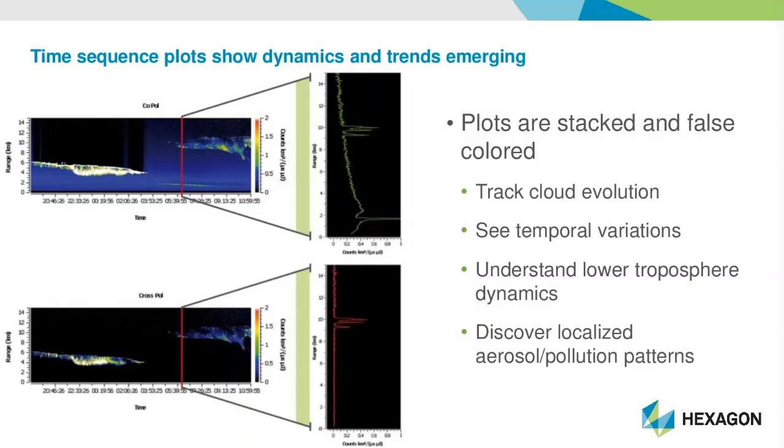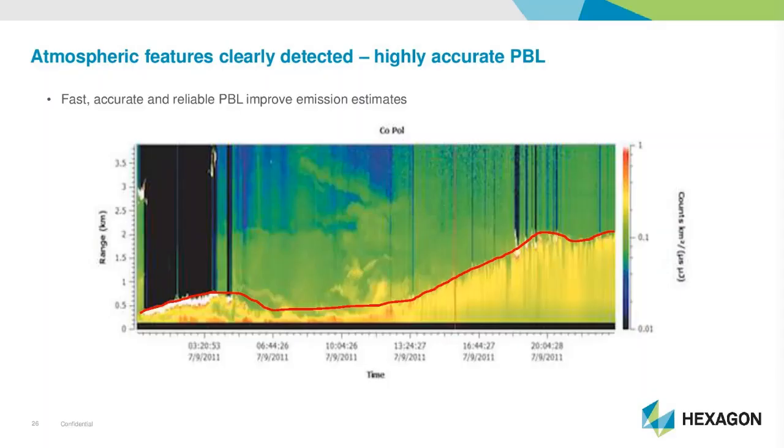So how is that potentially used? Because the instrument's very sensitive, we're seeing a lot of particulate information in the atmosphere. One of the features we have is the ability to quickly, accurately and pretty reliably detect the planetary boundary layer in the atmosphere.